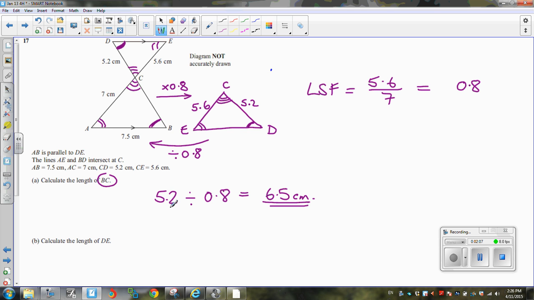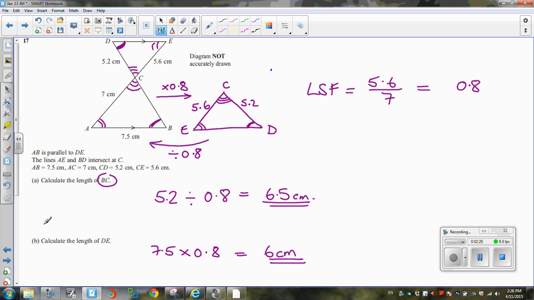Okay, now I want the length of DE, which is this one here. I know that we've got 7.5 here, so I'm going from this triangle to this triangle, so I'm going to multiply by 0.8. And if I do 7.5 multiplied by 0.8, then I get 6 centimeters.